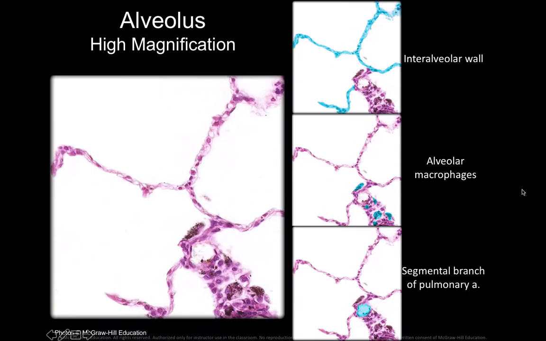So here, this is really nice views of all of this. So this is our simple squamous epithelium that's making up the walls here. And so you got really very, very thin tissue. These are your macrophages here, so you can see them throughout. That's your pulmonary artery, so really kind of a cool view of all of this.